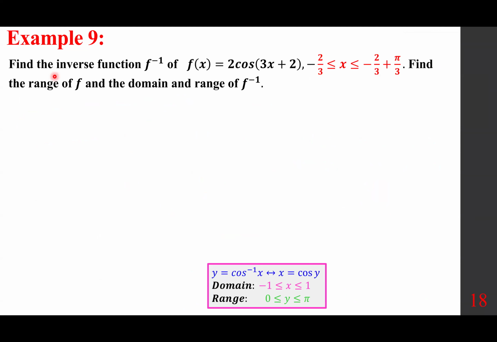All right. We want to find the inverse function of f of x equals 2 cosine 3x plus 2, where x is between -2/3 and -2/3 plus pi. Find the range of f and domain and range of f inverse. We're going to go through the same process. And number one, we want to find the inverse here. We're going to call f of x y.